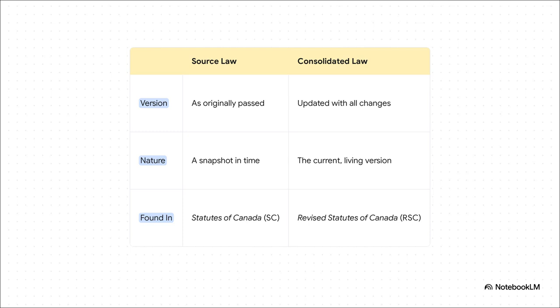This chart here really lays it all out. Source law? That's the historical document, as originally passed. It's found in the annual books called the Statutes of Canada, or SC for short. Consolidated law, that's the current living version, updated with all the changes. You'll find this in the Revised Statutes of Canada, or RSC, and of course, on official government websites.